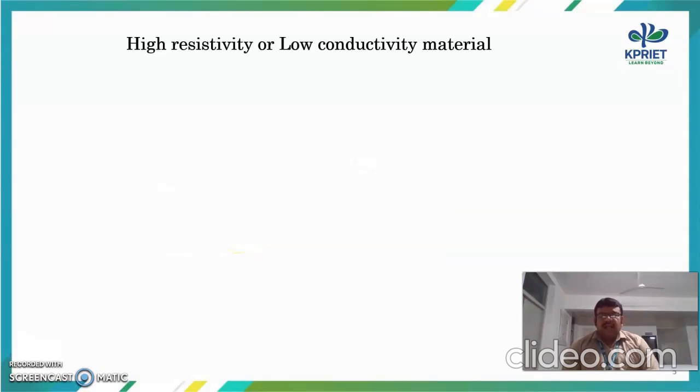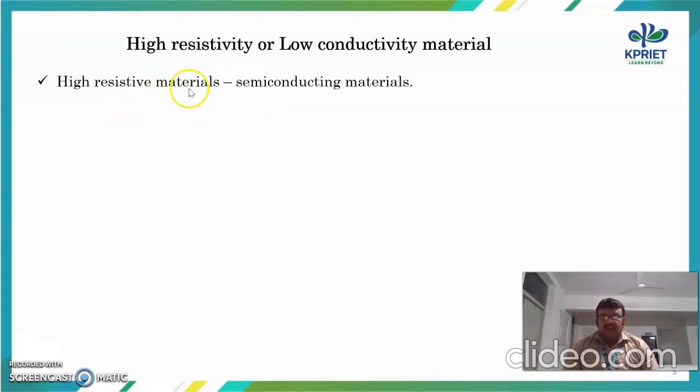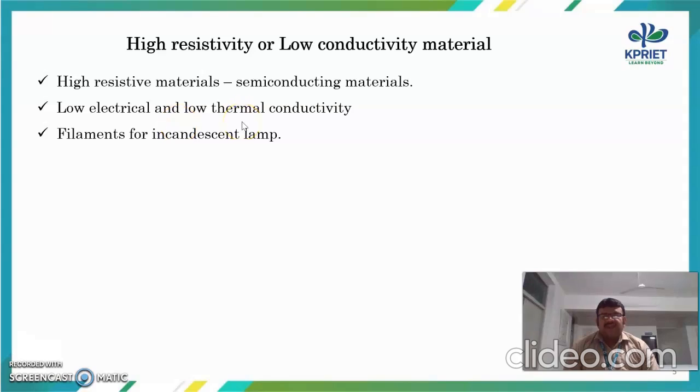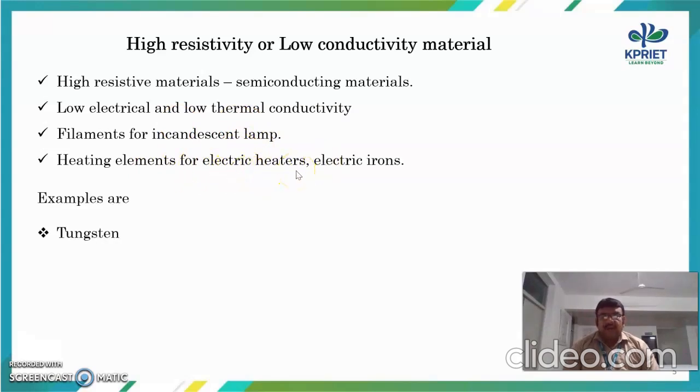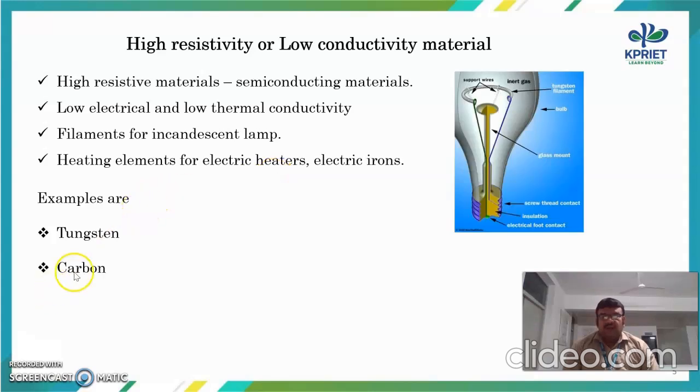Here comes the next, high resistivity or low conductivity material. They are commonly called semiconductors and dielectrics. They have low electrical and low thermal conductivity. They are used as filaments for incandescent lamps because of these properties, and also as heating elements for electric heaters and electric irons. Some of the well-known examples are tungsten, carbon, nichrome, which is an alloy of nickel and chromium, and manganin, which is an alloy of manganese and nickel.